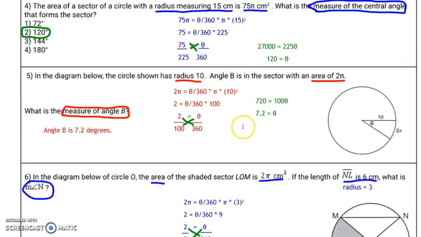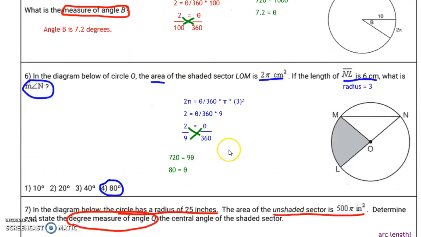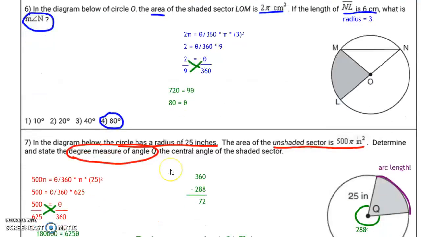For number 5, it was a similar situation. It gave us the area, and we had to back solve in order to find that theta. We're going to do the familiar pi disappearing trick. Delicious. And then we're going to do a cross multiply in order to get 7.2. Same thing here. We're given the area, and we're given enough information to get us to where we need to go. That theta is going to be equal to 80.